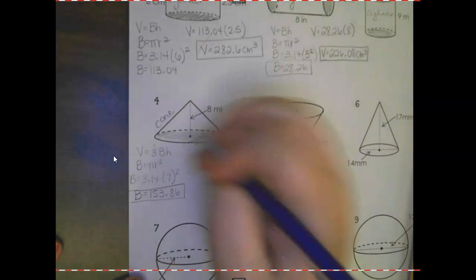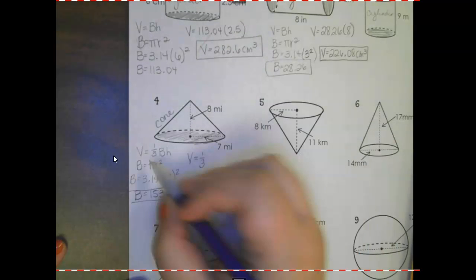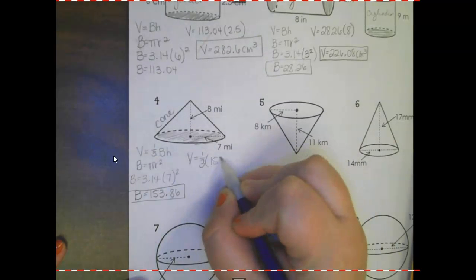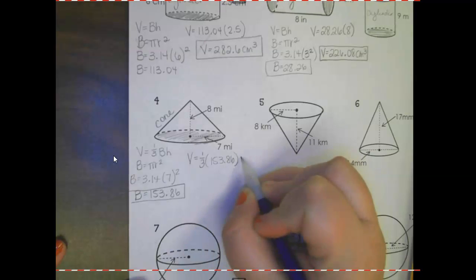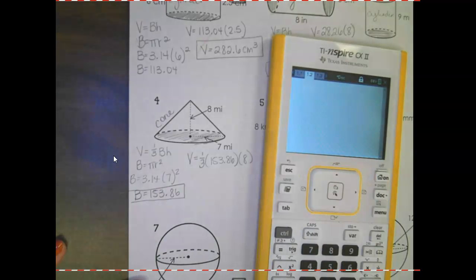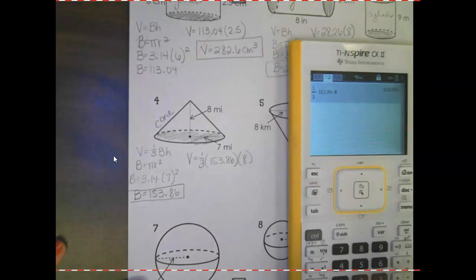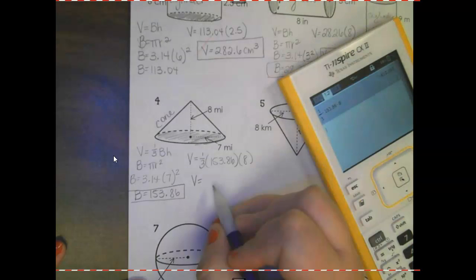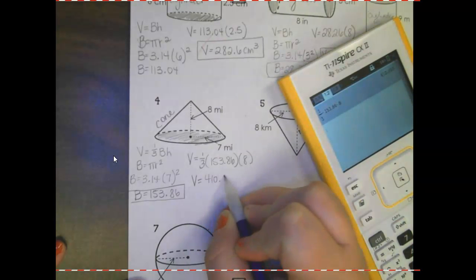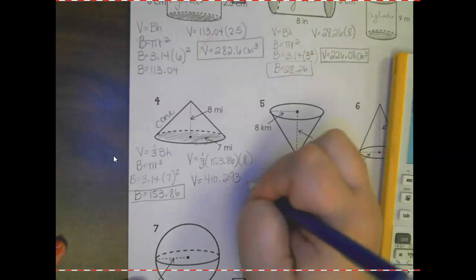All right, so now let's go back to my volume formula. Don't forget your 1/3. It is a cone, so I have to have that 1/3. Big B is 153.86. Height of 8. So I'm going to do 1/3 times 153.86 times 8 to get a volume of 410.293. And it's going to be miles.